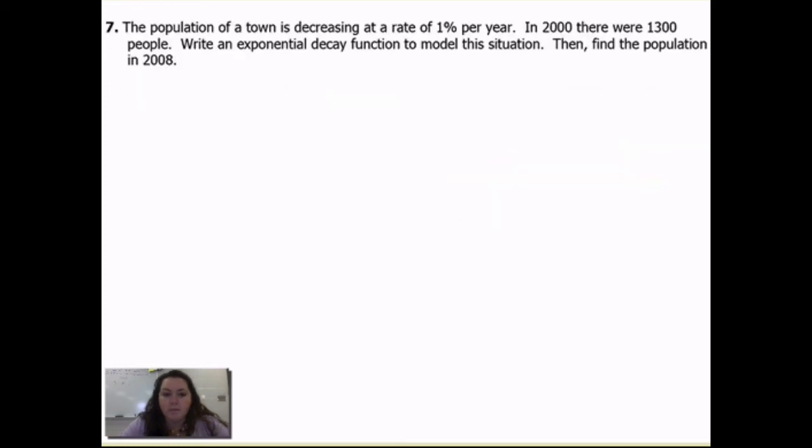T power. Alright, the population of a town is decreasing, keyword, at a rate of 1% per year. In 2000, there were 1,300 people. Write an exponential decay function to model the situation, then find the population in 2008.